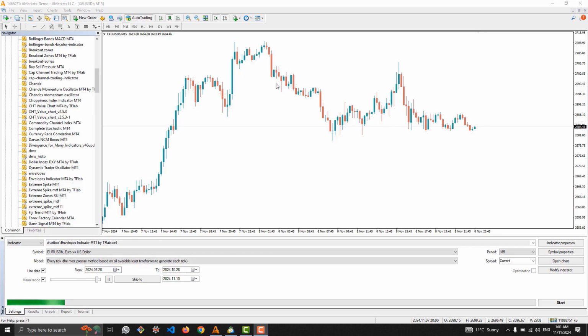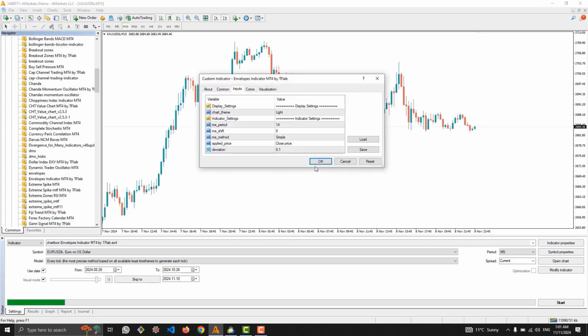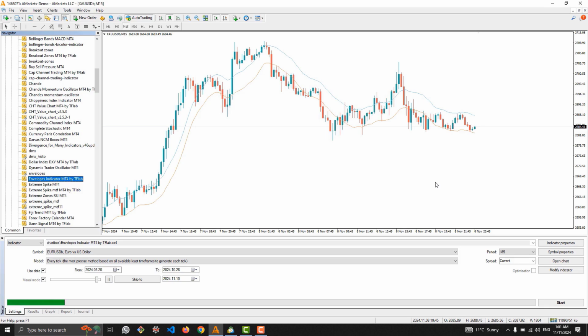Hello. In this video, I will be reviewing the envelopes indicator on the MetaTrader 4 and MetaTrader 5 platforms. This indicator works similarly to the moving average indicator, with the difference that instead of one line, it shows us two lines or a range on the chart. The upper line is obtained by adding a deviation to the moving average, and the lower line is obtained by subtracting the same amount of deviation from the moving average line.